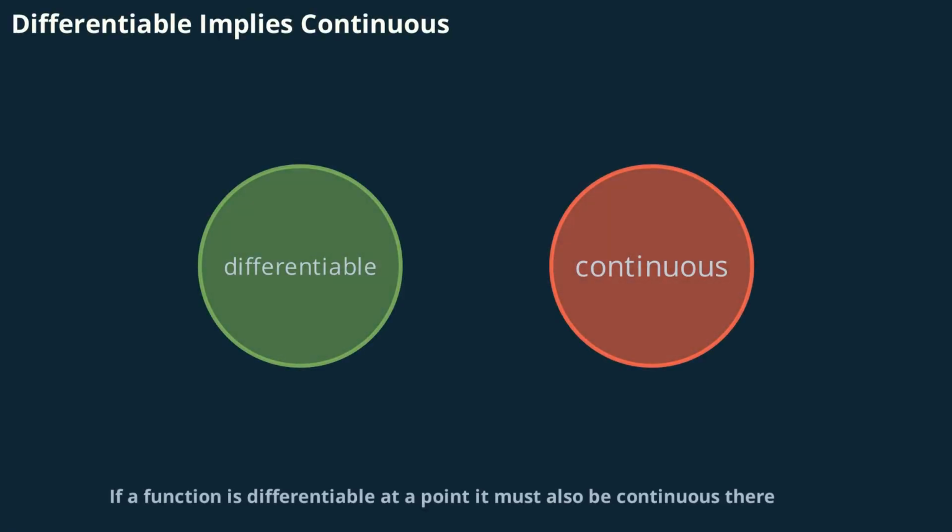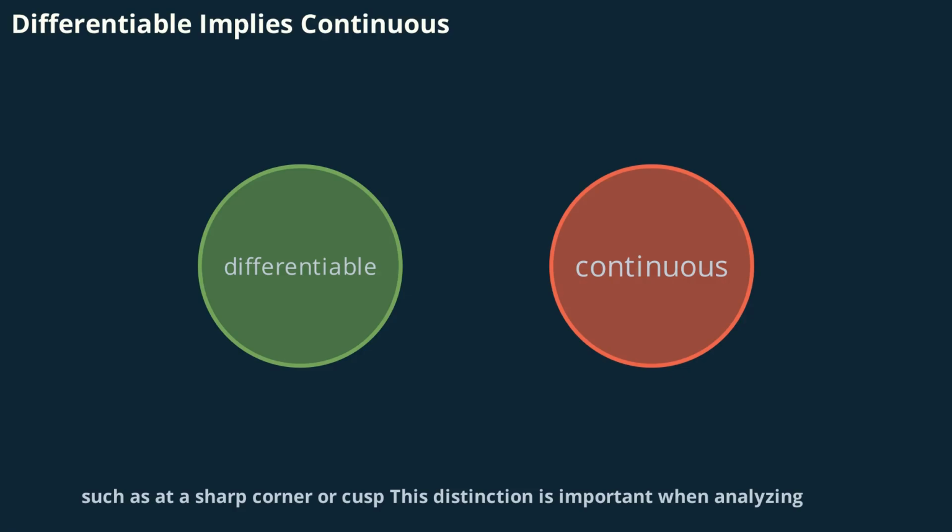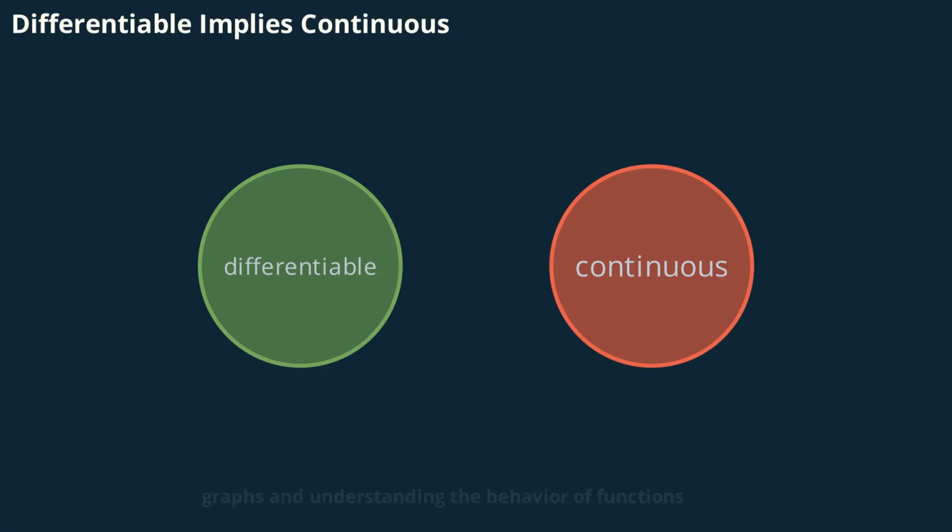If a function is differentiable at a point, it must also be continuous there. However, the reverse is not always true. A function can be continuous but not differentiable, such as at a sharp corner or cusp. This distinction is important when analyzing graphs and understanding the behavior of functions.